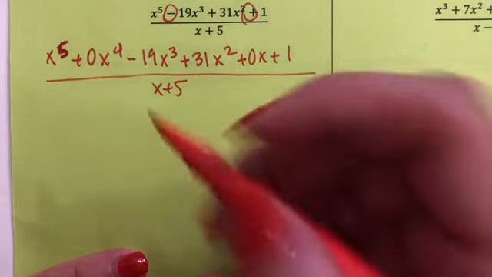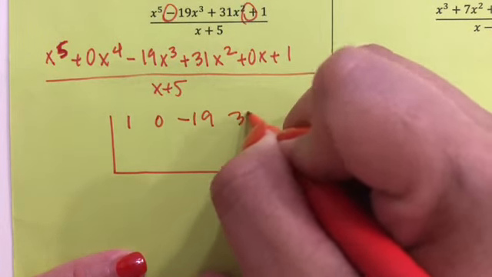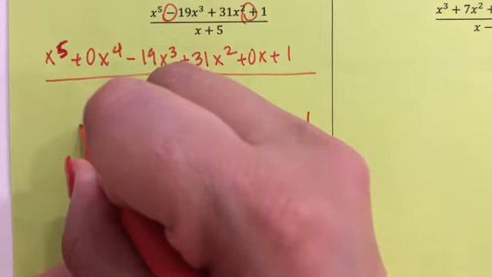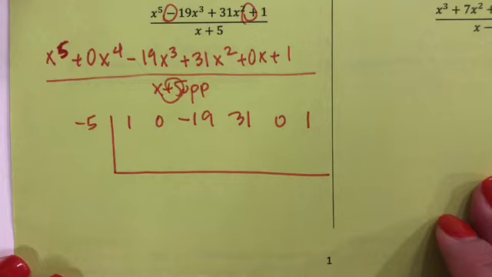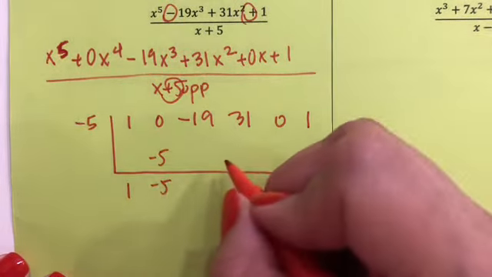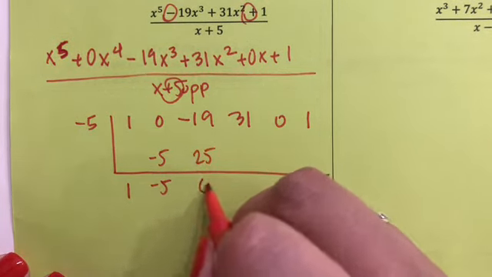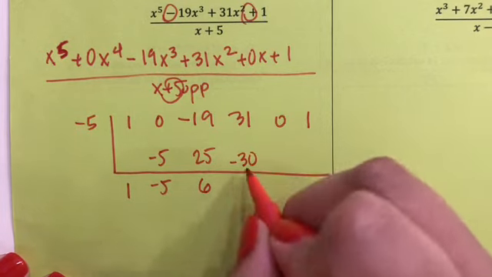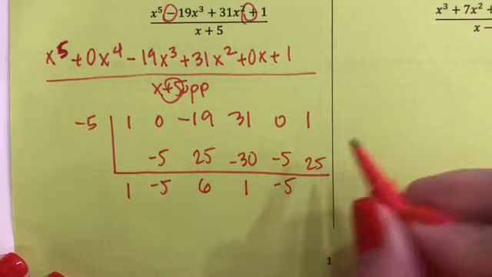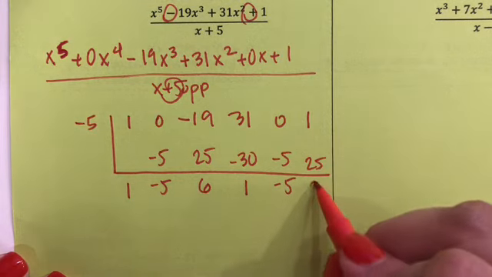Let's go ahead and do synthetic division. 1, 0, negative 19, 31, 0, 1. We want the opposite, so I want negative 5. I'm going to get 1, negative 5, negative 5, and then 25. The difference between that is going to be 6, negative 30. I'm going to get 1, negative 5, negative 5, 25. So you add those together, I'm going to get a 26.